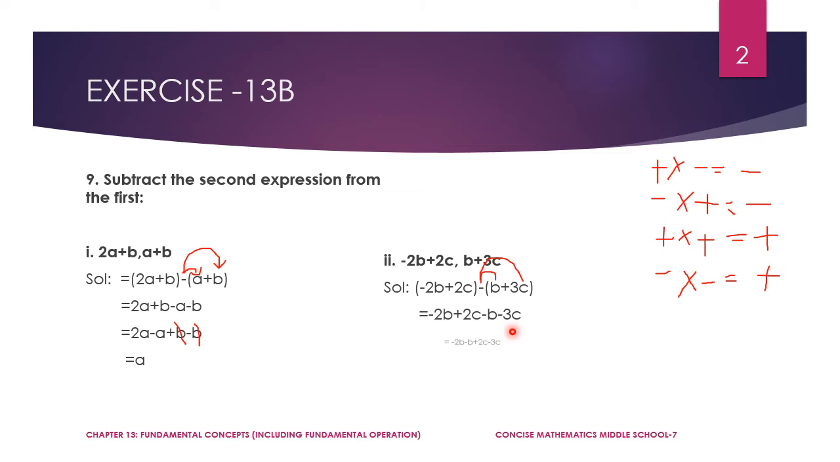Next, arrange all the like terms together. Minus 2b and minus b we have brought together, and 2c minus 3c we have brought together. Both are having a minus sign. Put the minus sign and add them, so it becomes minus 3b. Here one is a positive sign, the other is a negative sign, so put the bigger number's sign, that is 3 is having the bigger number's sign. So minus 3 plus 2 will be minus 1. So it will be minus c. So this is the answer.